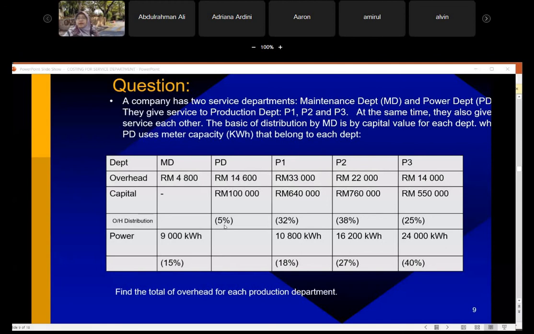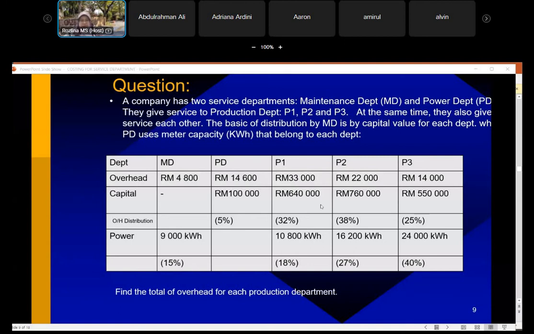Capital divided by total capital. Yes, good. The capital, their own capital, let's say PD. So PD's capital is 100,000. So you have to total up first, 100,000 plus 640,000, 760,000, and 550,000. You total up all the capital.